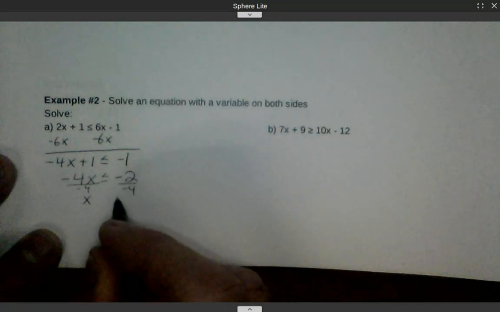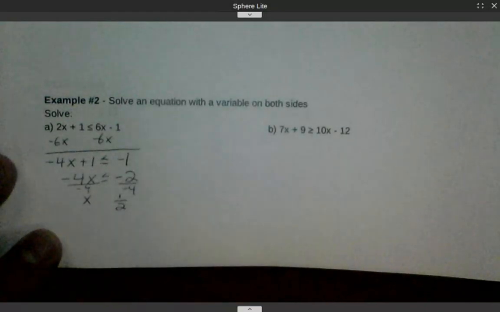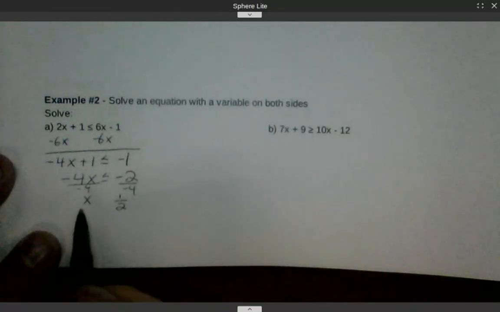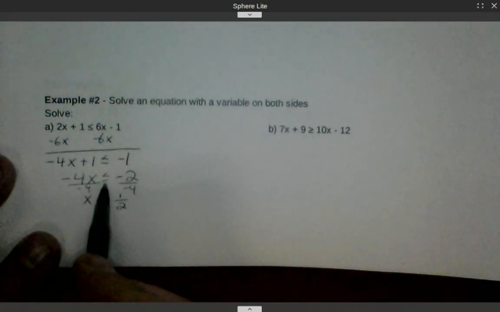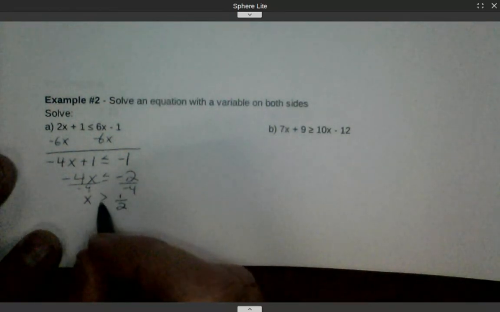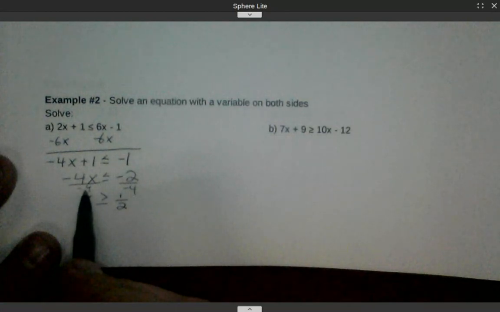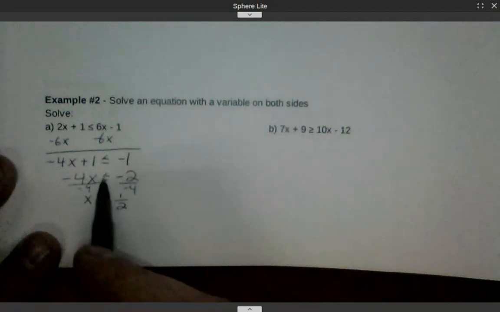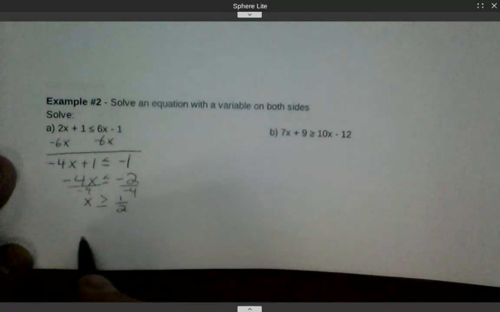So on the right-hand side, a negative divided by a negative is a positive. And the one thing you've got to be careful about is, remember, when you divide by a negative with an inequality, our inequality sign has to change, so this now becomes a greater than or equal to. Anytime you divide by a negative number or multiply by a negative number, you have to switch this inequality sign. So instead of a less than or equal to, we have greater than or equal to.